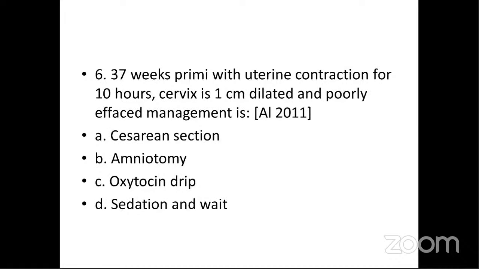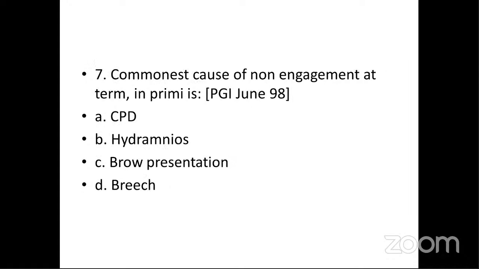Next one. A 37 weeks primigravida with uterine contractions for 10 hours, cervix is 1 centimeter dilated and poorly effaced. The management is cesarean section, amniotomy, oxytocin drip, or sedation and wait? It's a similar question again, so the answer is sedation and wait. As in the previous question we discussed, it's the same options and scenario.